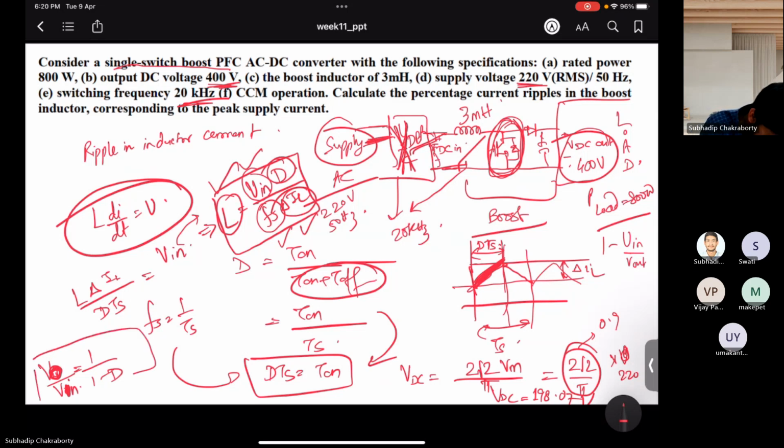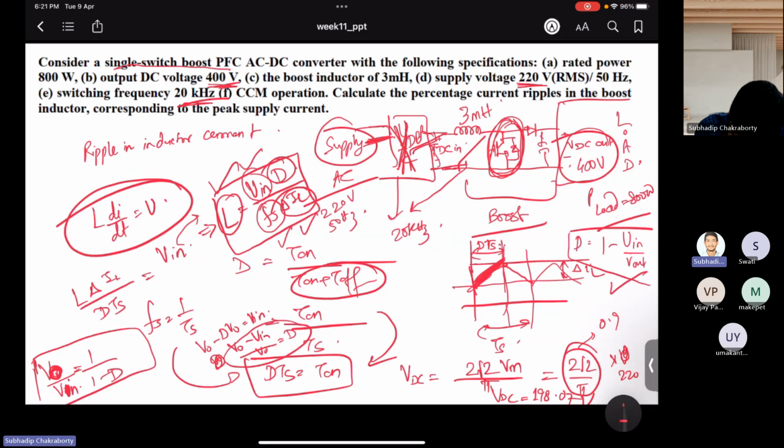Correct? So what is duty? Duty is 1 minus V in by V out. You can calculate V naught minus D V naught equal to V in. So V naught you take common, or V naught minus V in by V naught is D. Then 1 minus V in by V out. Yes, this is correct.